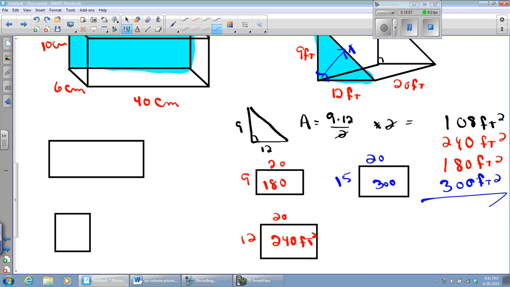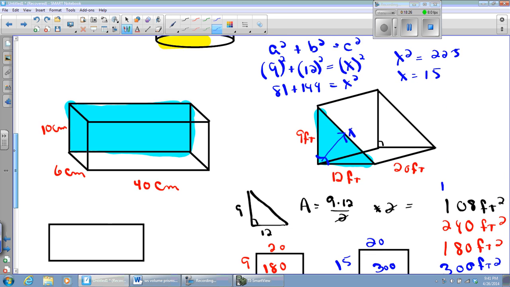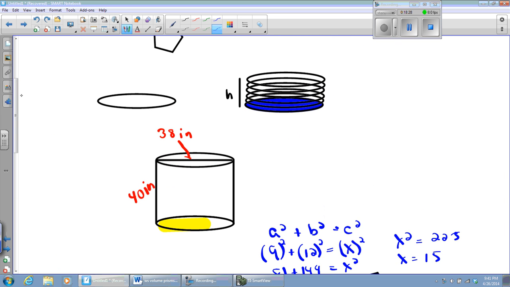Okay, so let's add it all together. Feet squared. All right, we're going to get an 8 there. We're going to get 12 there. Carry the 1. And we got 3, 4, 5, 8 more. 828 feet squared. Now, the last one we're going to do for now is the cylinder.